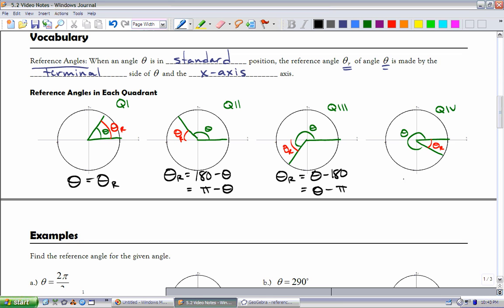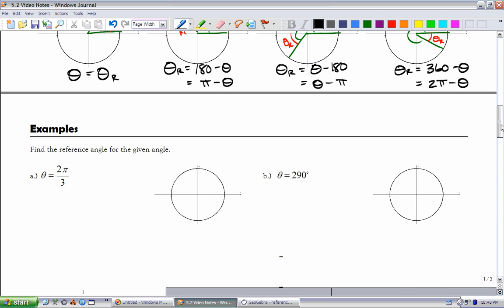And lastly, in the fourth quadrant, my reference angle is going to equal 360 minus theta, or 2 pi minus theta. It's not really worth memorizing these. It's more important that you understand them, so don't spend a lot of time memorizing them.